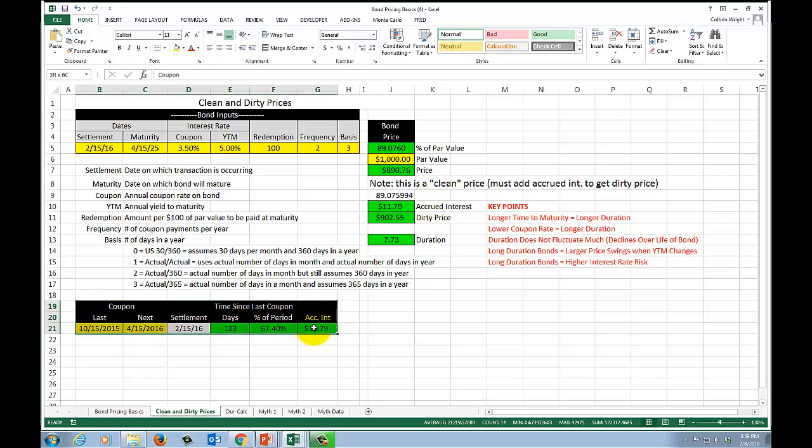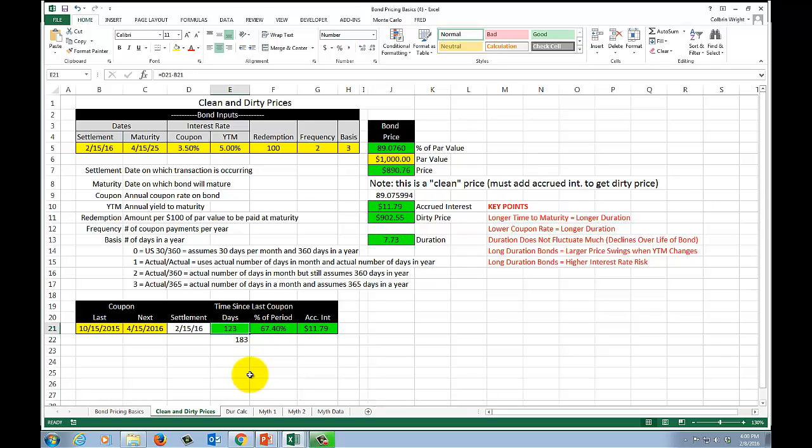So down here I've calculated that. What I've said is the last coupon date was October 15th, 2015. The next coupon date is April 15th, 2016. Now we can figure out how many days are in that coupon period by simply taking the next coupon date minus the previous coupon date, and you can see there are 183 days in that coupon period. Well, how many days will have elapsed from the last coupon payment to the settlement date? To get that, we would simply take the settlement date minus the last coupon date. So what does that mean? Of the total coupon period from October 15th, 2015 to April 15th, 2016, there are 183 days.